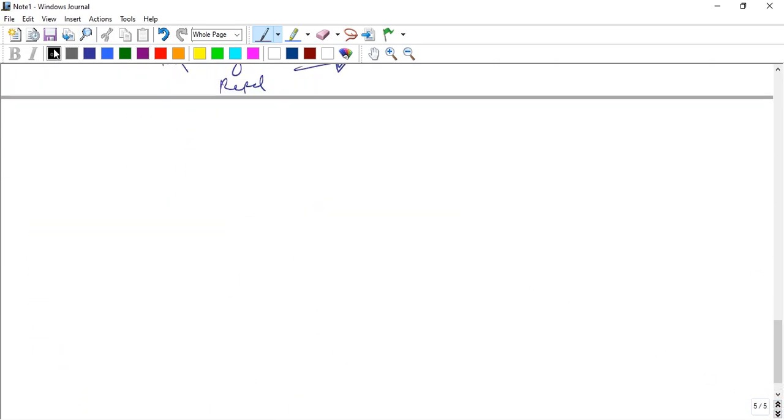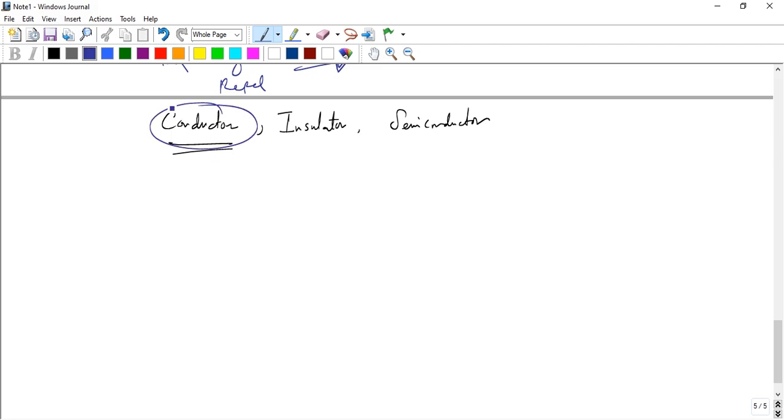So conductor, insulator and semiconductor. What is a conductor? In a conductor, flow of charge is possible. Flow of charge is possible in a conductor.